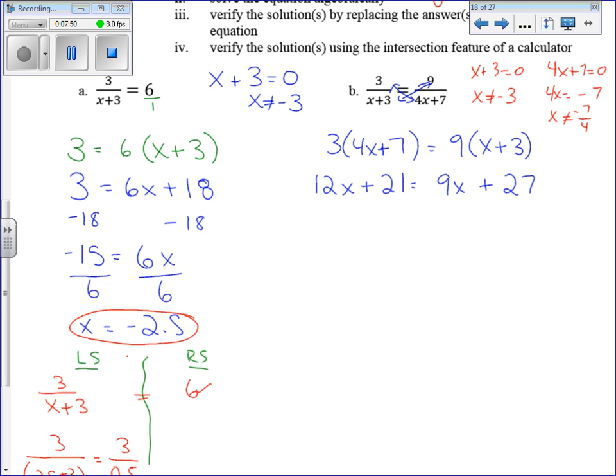When I get down to an expression like this, where I have a variable and a constant on each side of the equal sign, I need to get all my variables onto one side and all my constants onto the other. I like to keep my variable number positive if I can, so I'm going to subtract 9x from both sides, which gives me 3x plus 21 equals 27. Then I'm going to subtract 21 from both sides, so I get 3x equals 6. Divide by 3. x equals 2.